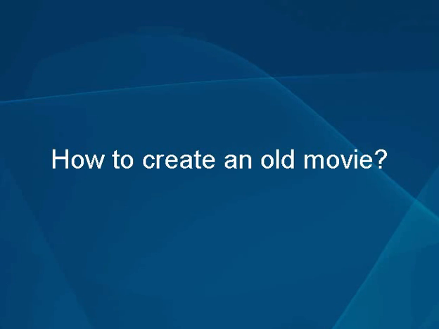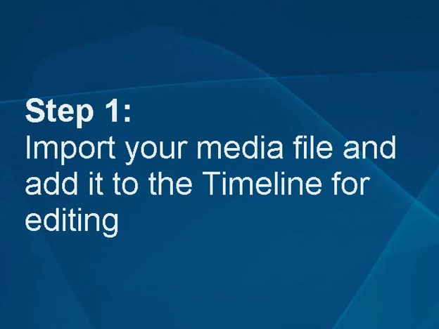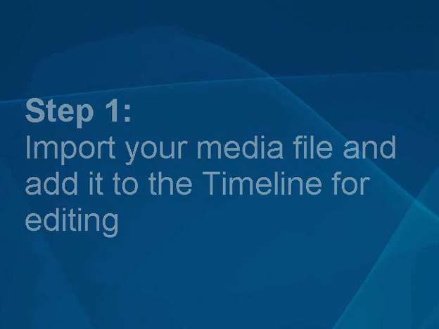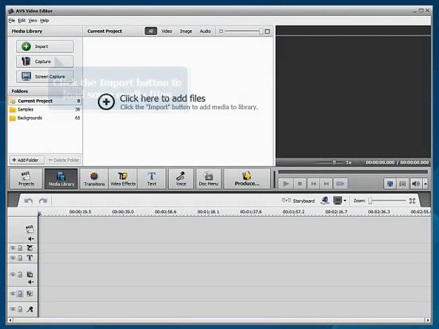How to create an old movie. Step 1. Import your media file and add it to the timeline for editing. A new blank project is created.